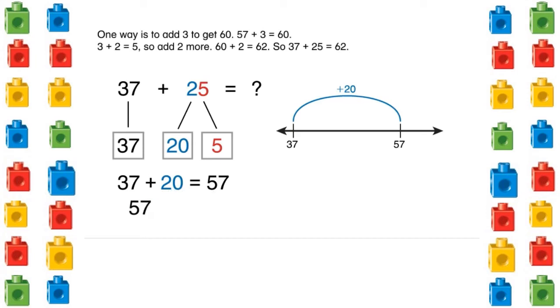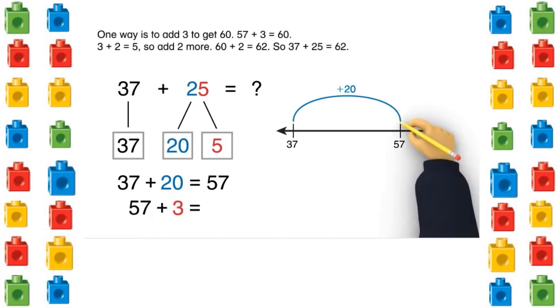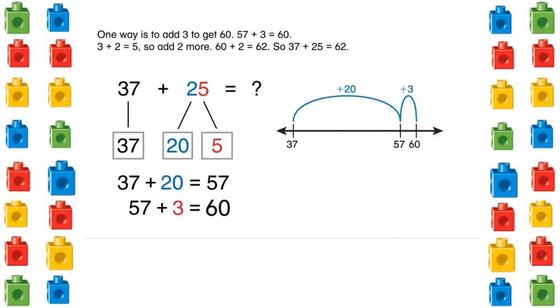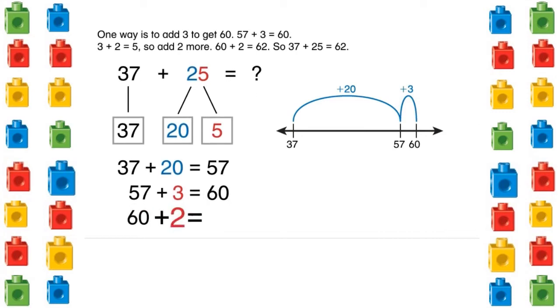One way is to add 3 to get 60. 57 plus 3 equals 60. 3 plus 2 equals 5, so add 2 more. 60 plus 2 equals 62, so 37 plus 25 equals 62.